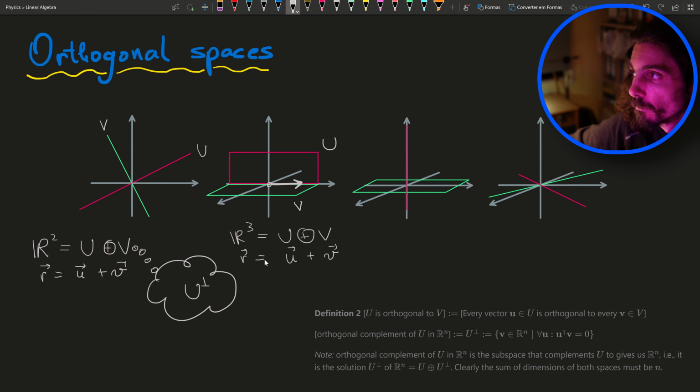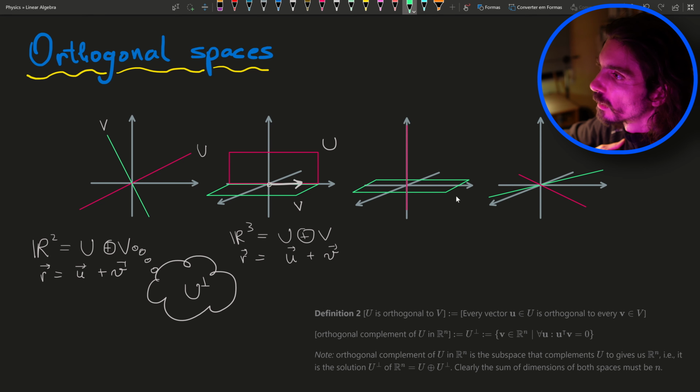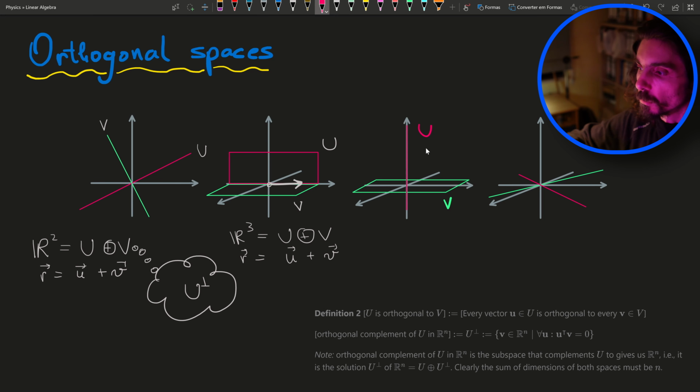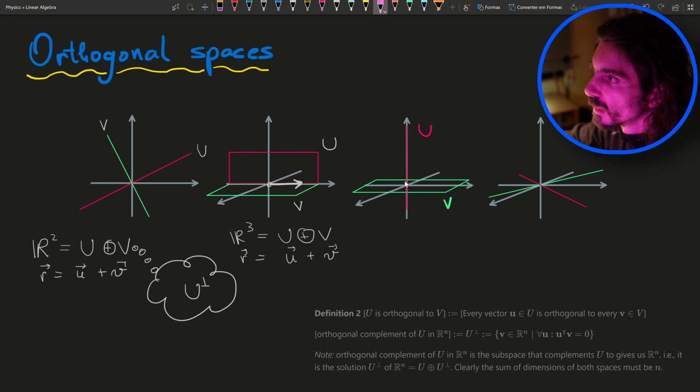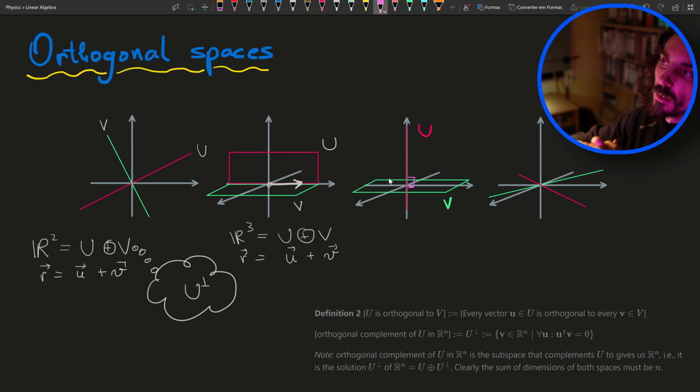Now, the third example here, well, I have here the plane V and U. Again, the U here is the vertical axis. Is it true or is it false that any vector in V that lies along the V plane is always perpendicular to any vector on U? Is it true or is it false? It's true, right? Every single vector makes 90 degrees. Any vector that lies on this plane is perpendicular.